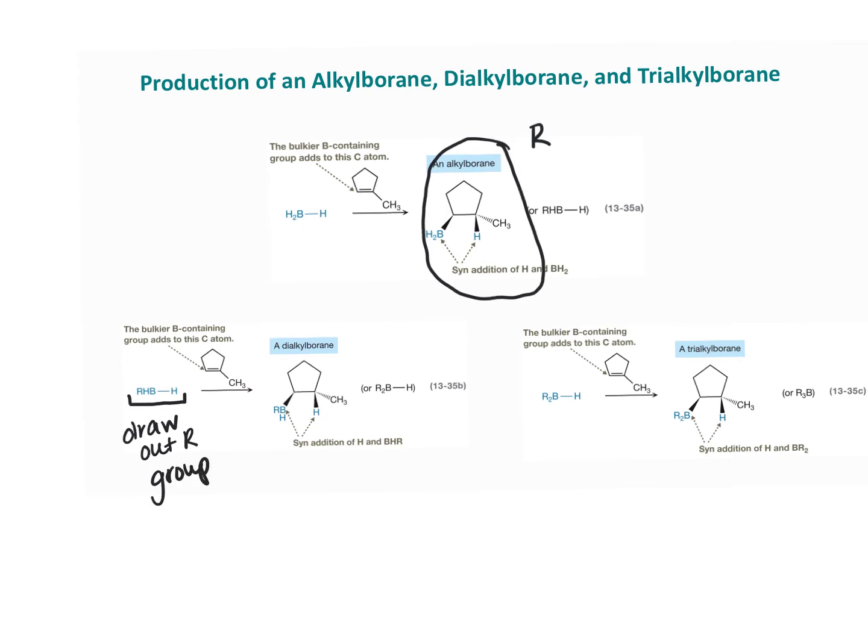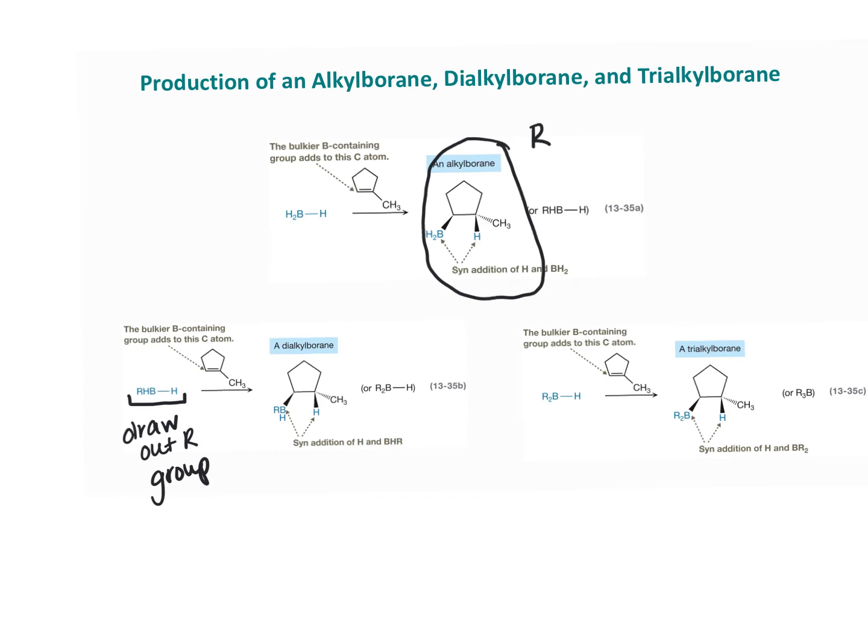Okay, so if you have to do this on a mechanism, test on a mechanism, you need to draw out the R group. You'll also do this in class. So where this R is here, this molecule is attached to the boron, right here, okay? And so this can then go through another syn addition, okay?